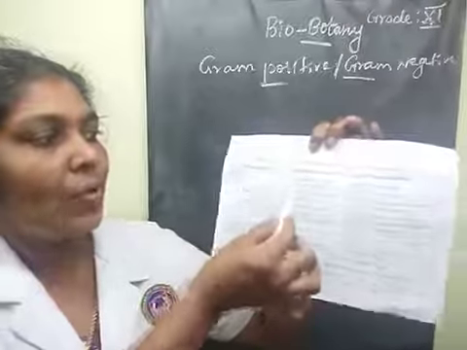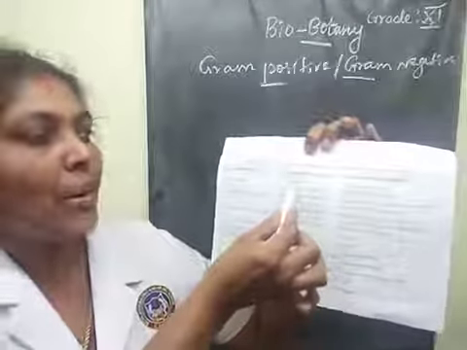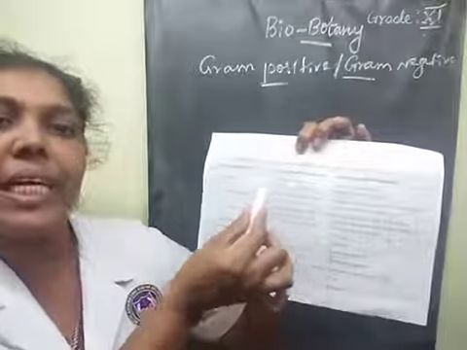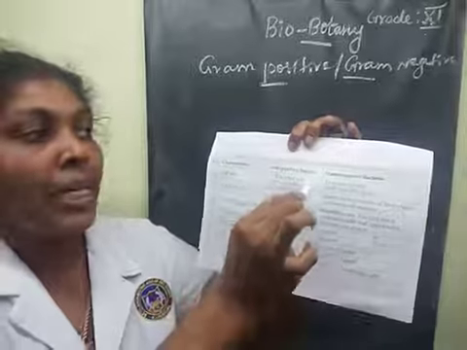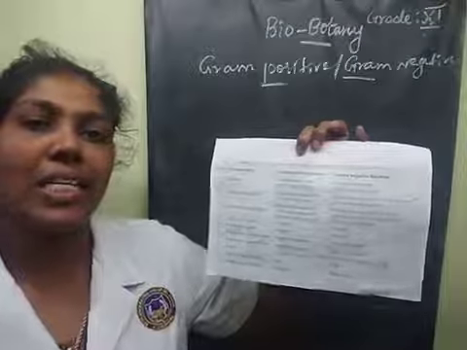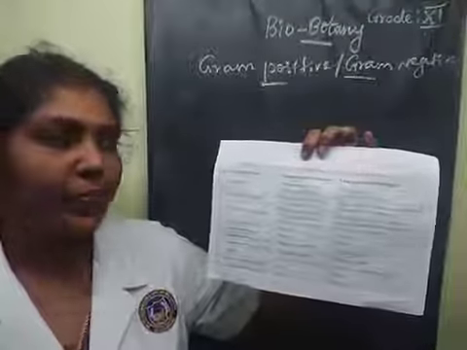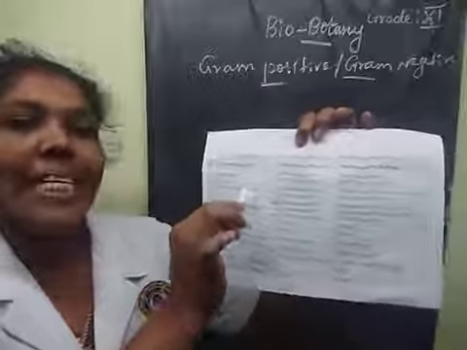First one is the cell wall. So the gram positive cell wall is a very thick layer. The measurements are also mentioned here. The next one, gram negative bacteria, this is a very thin layer. Clear? Then rigidity of the cell wall.